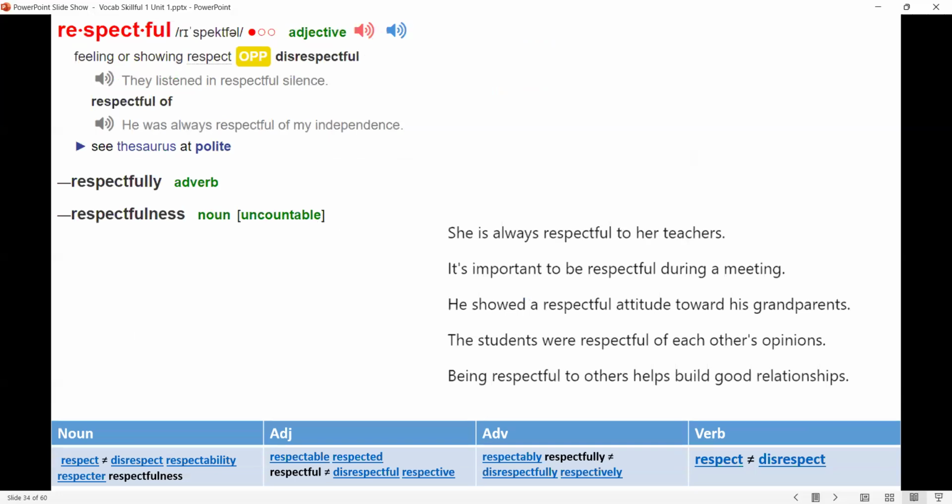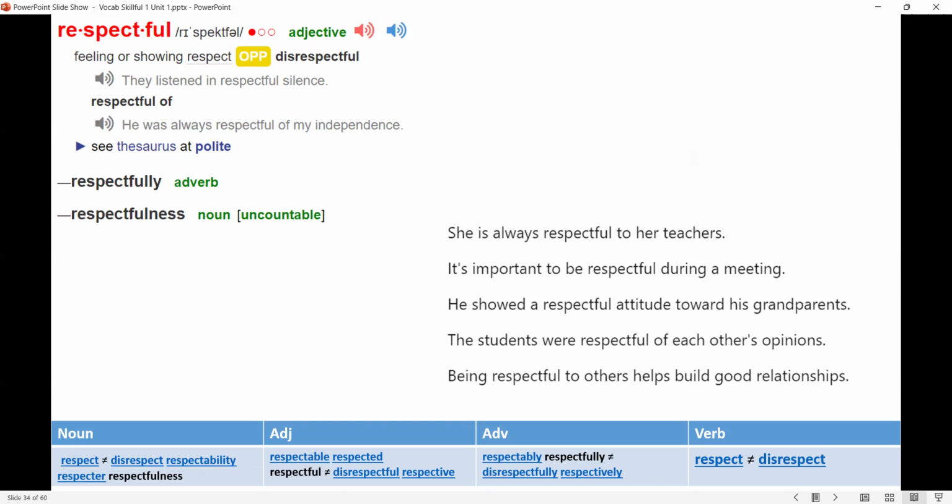Respectful. Respectful means feeling or showing respect. Opposite of disrespectful. So when you're respectful, you're polite and you respect other people. They listened in respectful silence. She is always respectful to her teachers.